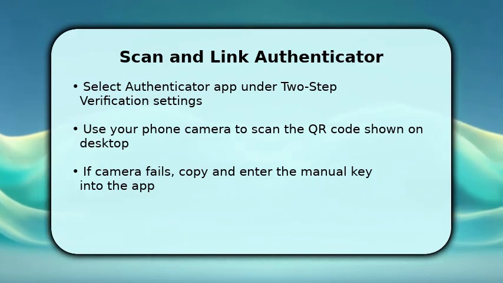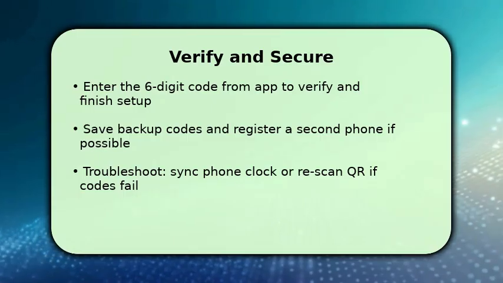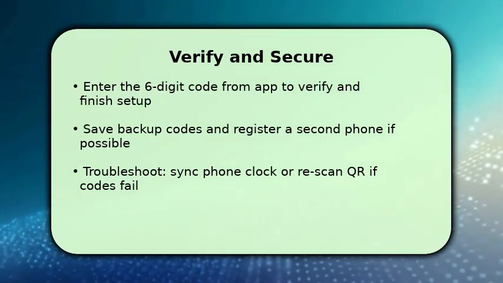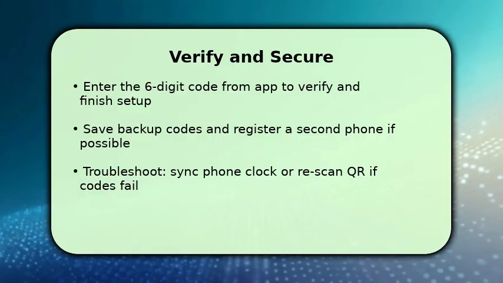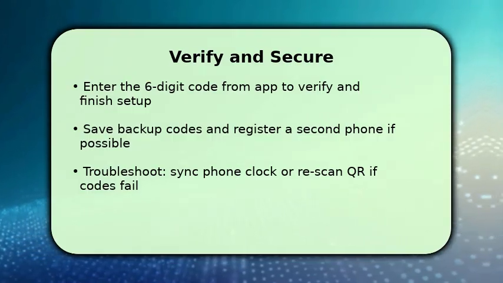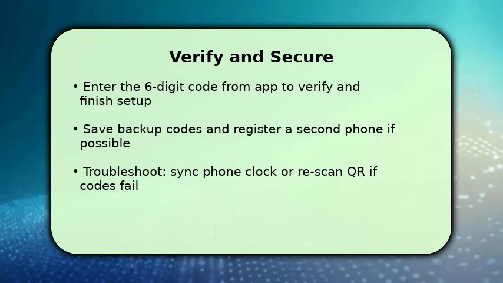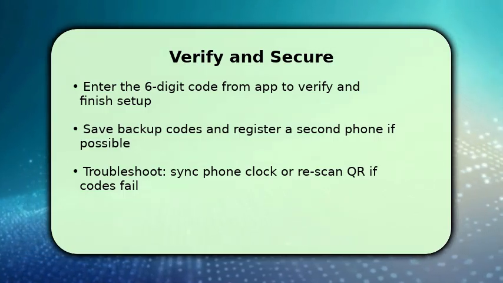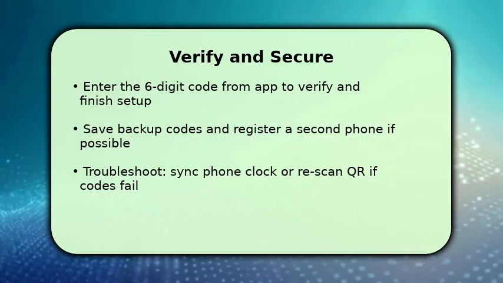Use that for verification. Finally, enter the 6-digit code from Google Authenticator into the verification field on your computer and submit to confirm the link. That completes the setup. Make sure to download or copy backup codes and store them securely, and consider adding a second phone or security key as a fallback.